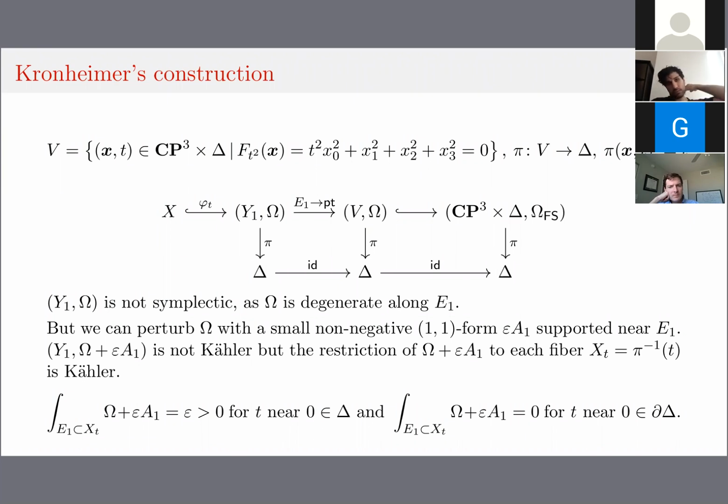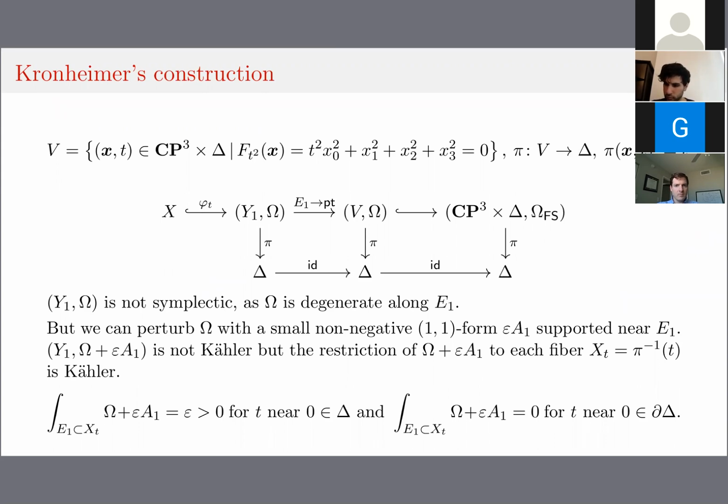Well, I think it's described in the book of Griffiths and Harris that if you have a negative curve, you can always find a 1-1 form supported in the neighborhood of this curve, which is positive. So for the -2 curve, we take such a form and perturb it. The perturbed form, we'll call it omega plus epsilon A1. This form restricts on each fiber as a Kähler form.